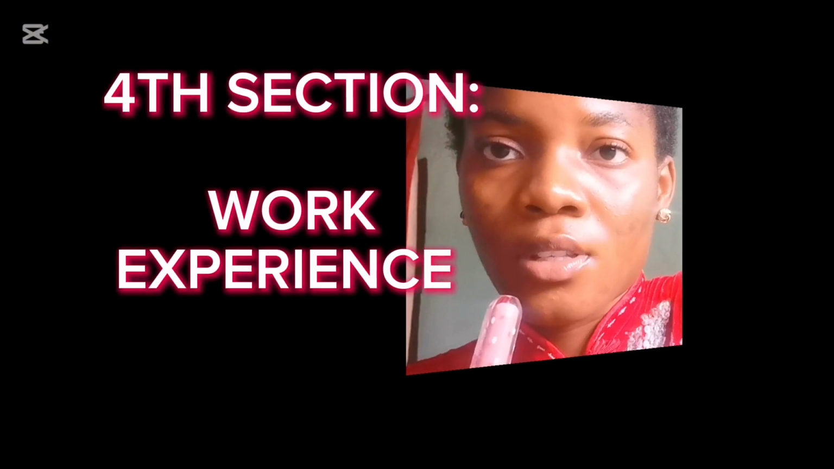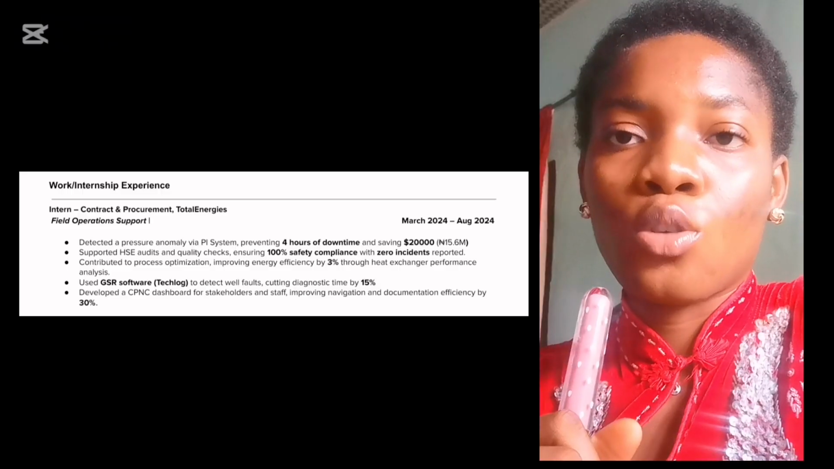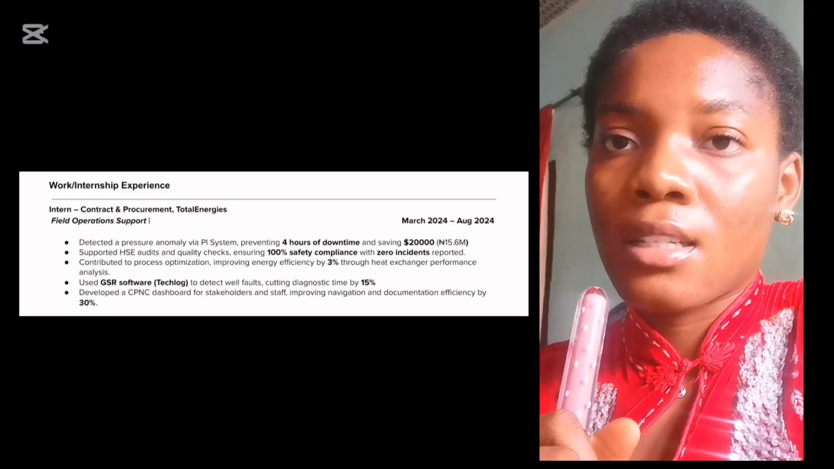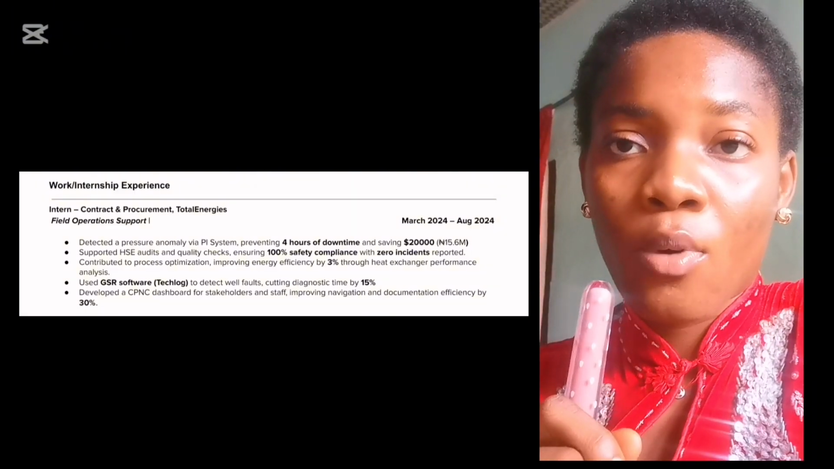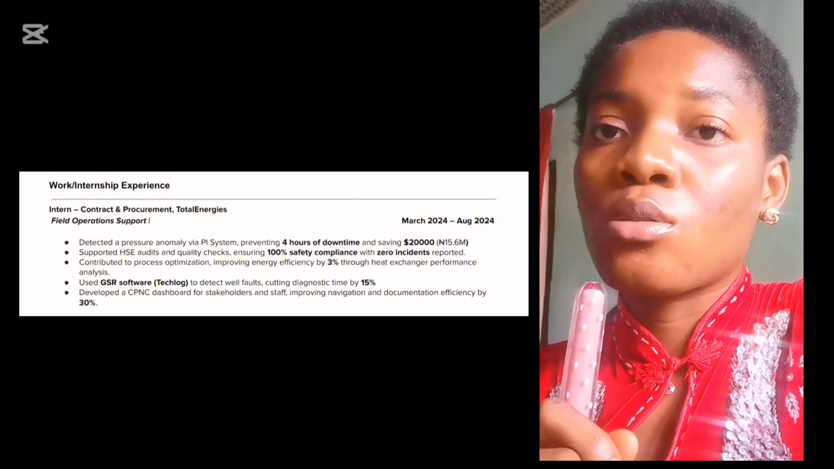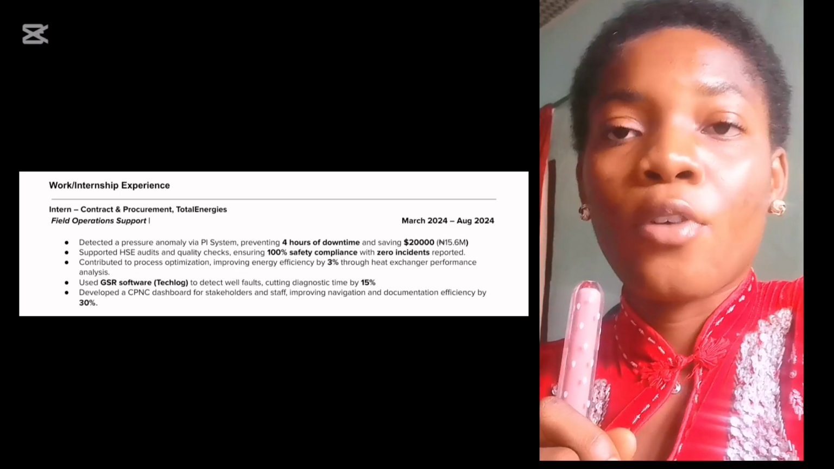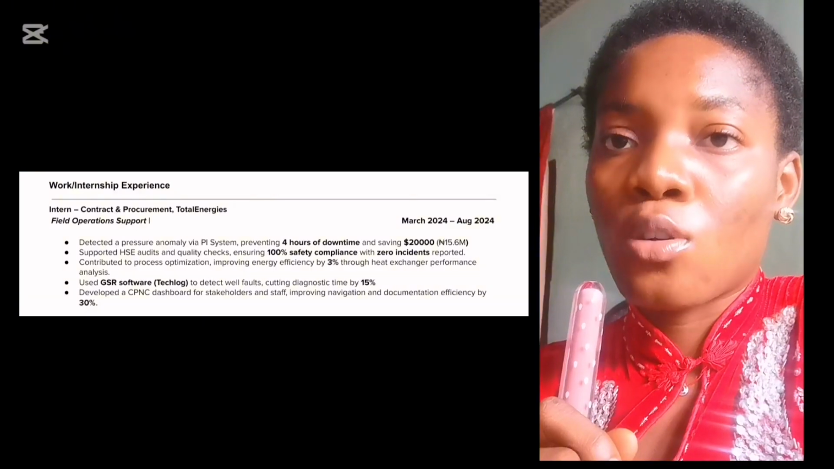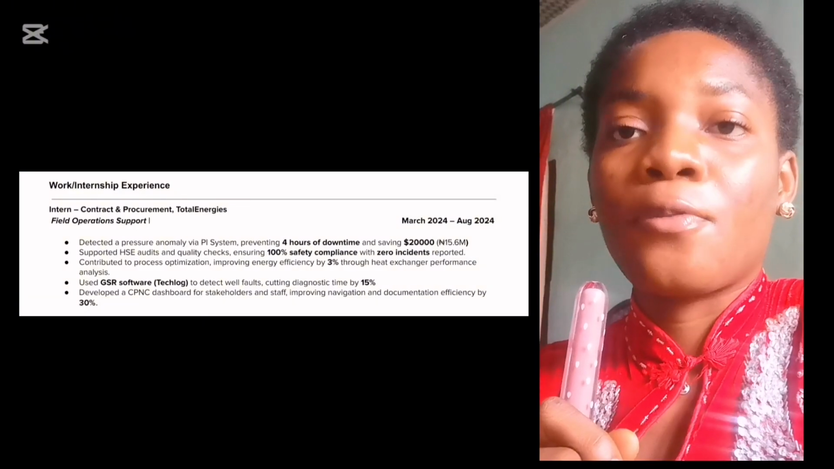Next, work experience. So the same format, no title format, just text, bold, font size 12. Underneath it, text font size should be between 10 to 11. Make sure your work experience is highlighted and in bullet points, and make sure that it includes metrics on how you contribute to the success of the organization or company. For example, use GSR software to detect faults, cutting diagnostic time by 15%.